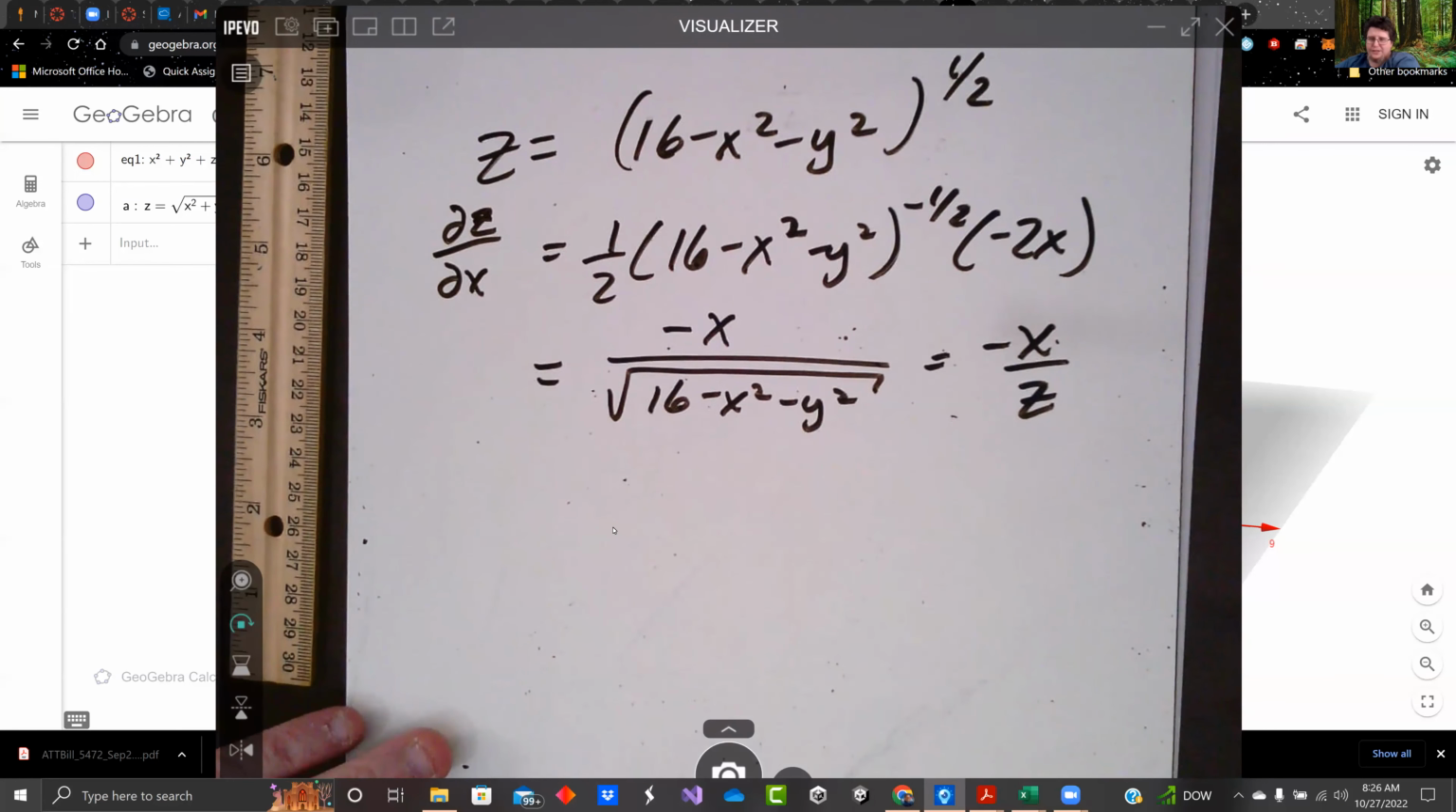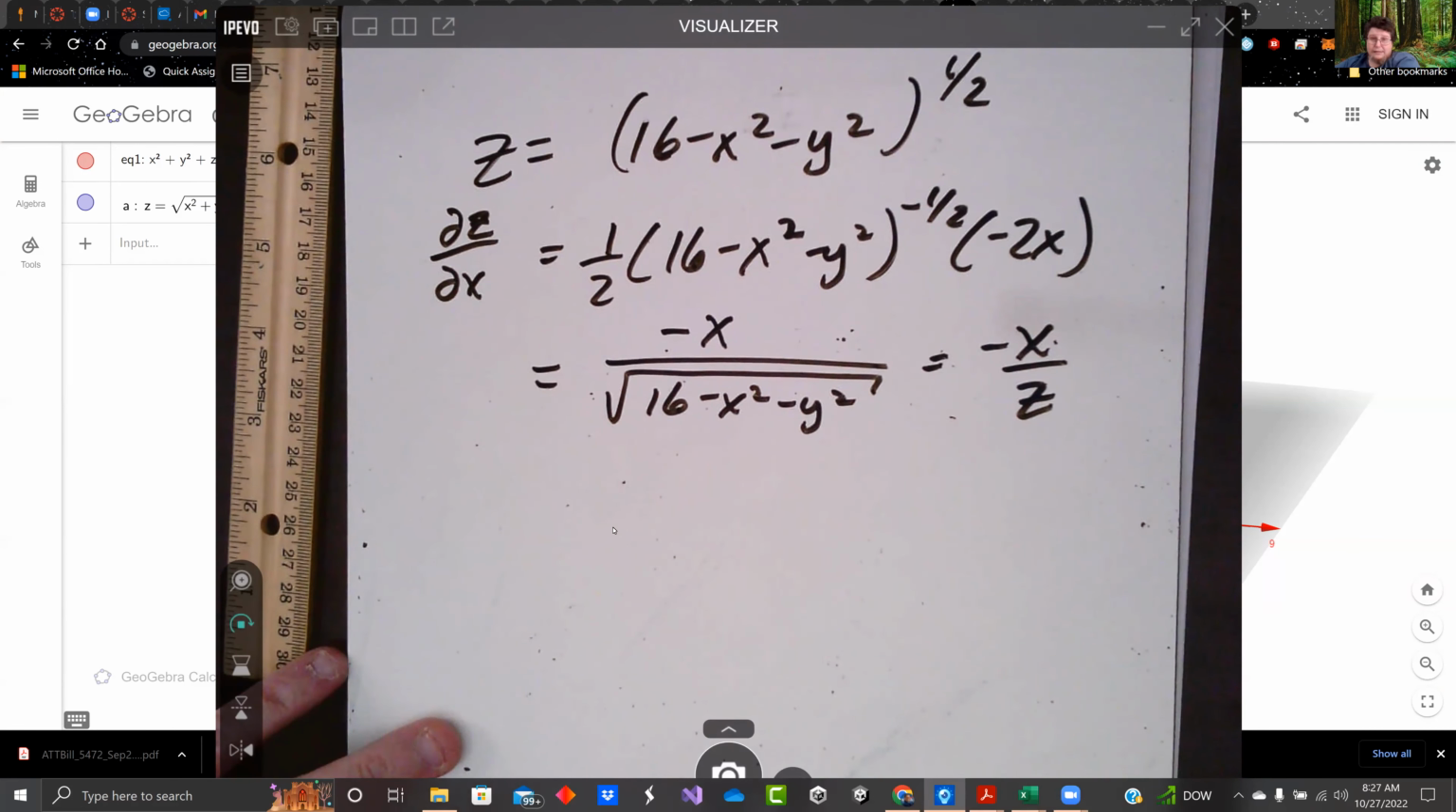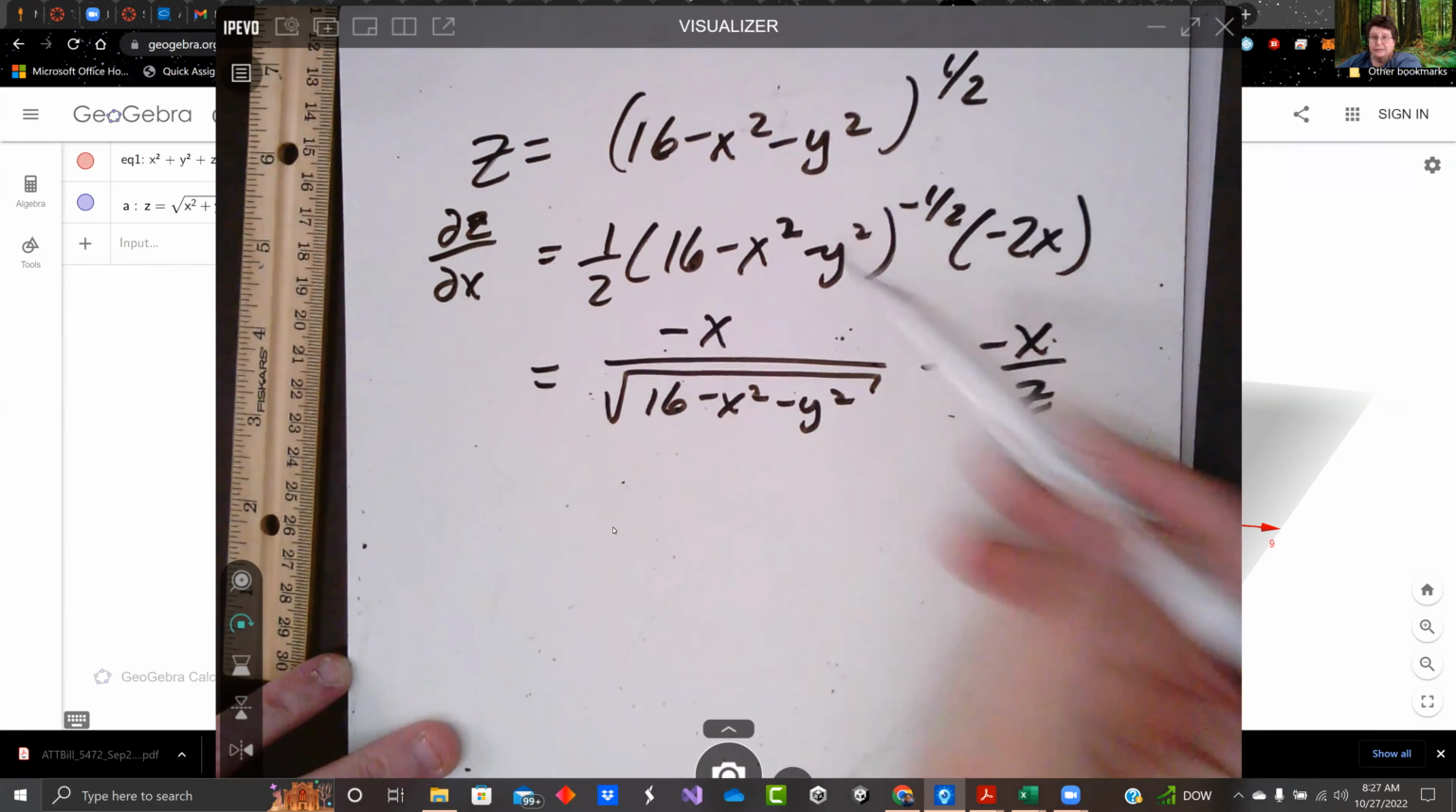Implicit differentiation is still differentiation. It's just another way to do the derivative. All right, I got it. Thank you. So that's actually useful to recognize. Doing this can be a pain.